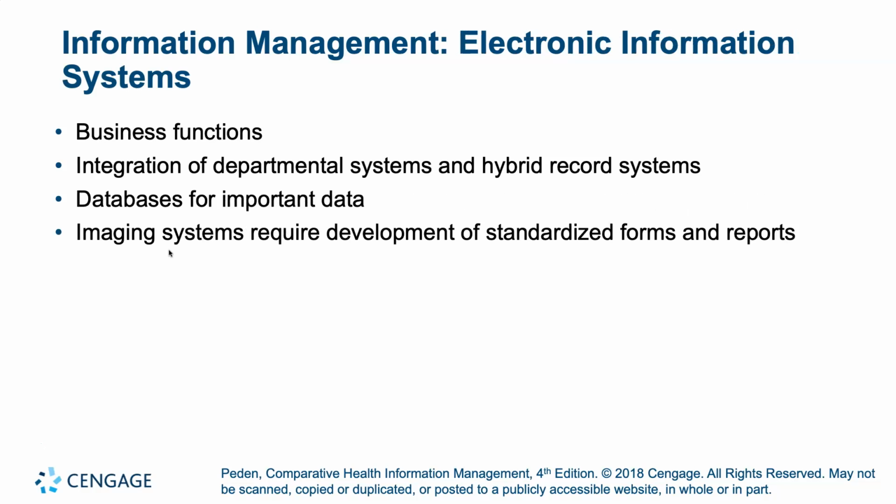All right, so electronic information systems, mostly they're business functions. But they do sometimes integrate departmental systems and have hybrid record systems because so many of these keep their information still on paper. And so maybe it's scanned later or maybe it's stored. Databases for important data because they have to be able to submit data and trend data and that sort of thing. And then imaging systems require standardized forms and reports.